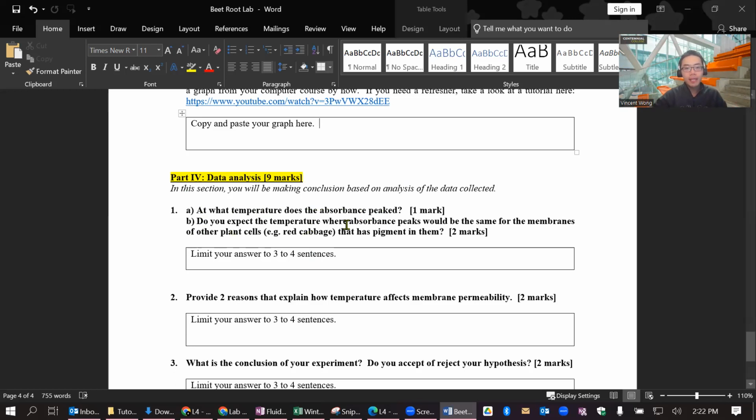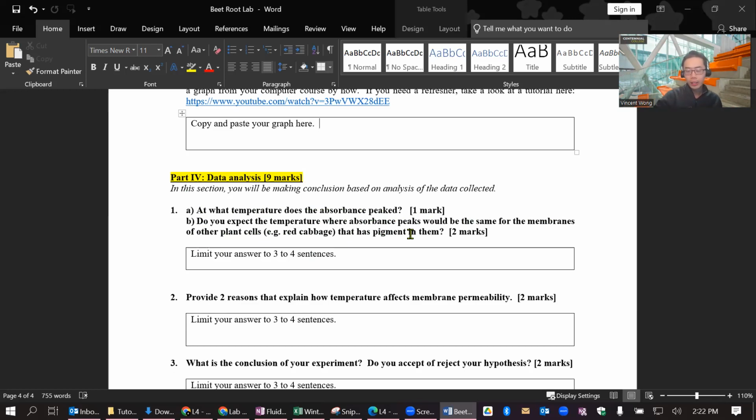And do you expect the temperature where absorbance peaks would be the same for membranes of another plant? Okay, so think about what we said earlier today, at the beginning, about the membrane composition, like from a cold environment, hot environment. Think about that when you are answering this question.